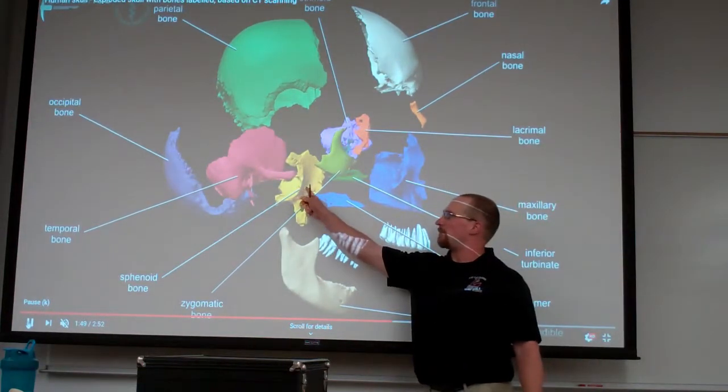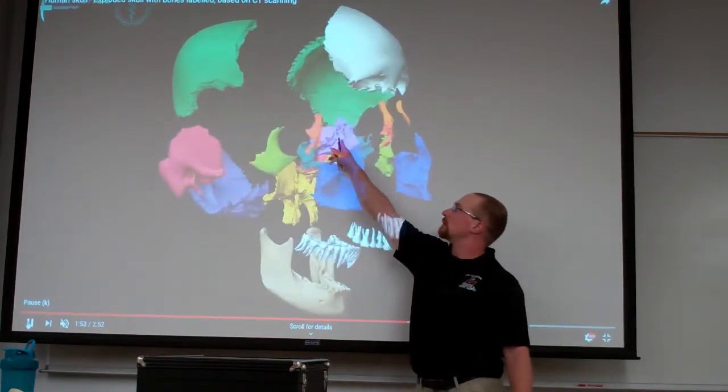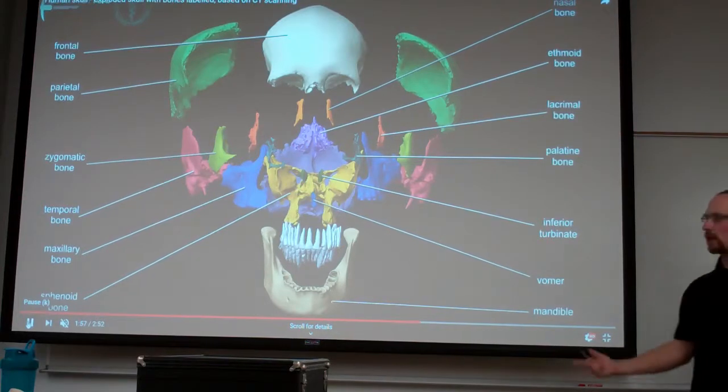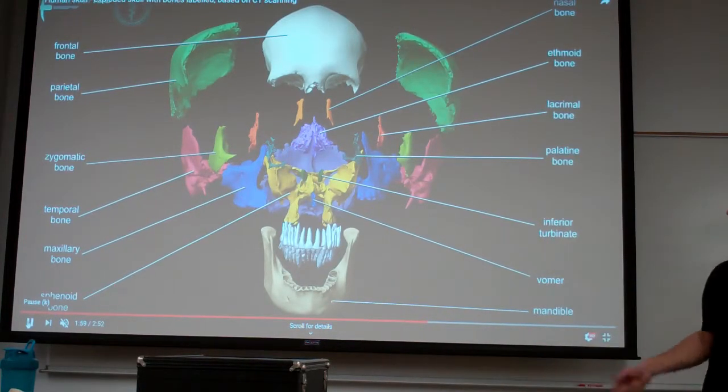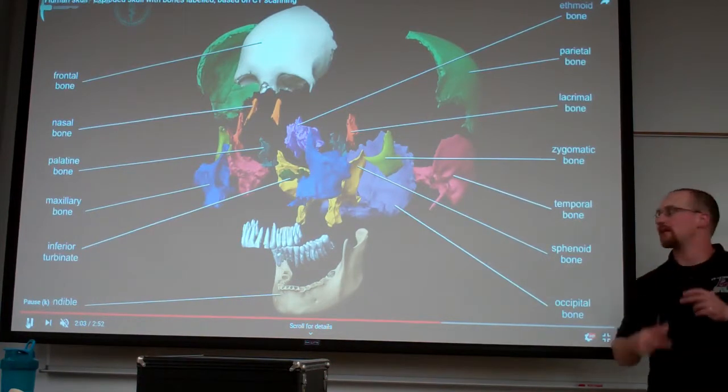Yellow, that's our butterfly bone, our sphenoid bone. There's our ethmoid in purple. And this video goes for about 3 minutes, but feel free to use this if you want to get a better visual of what these bones look like and how they're all put together.